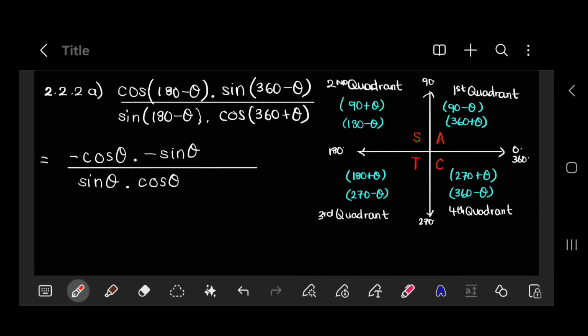At this point, we are allowed to cross cancel, so we notice that we've got cos theta in the numerator and denominator, sine theta in the numerator and denominator. All that we are left with is negative times a negative, which is going to be a positive, and our answer is positive 1. So notice how I answered this. I looked at the quadrant in which it lies, I checked if it's positive or negative, and then I reduced accordingly.